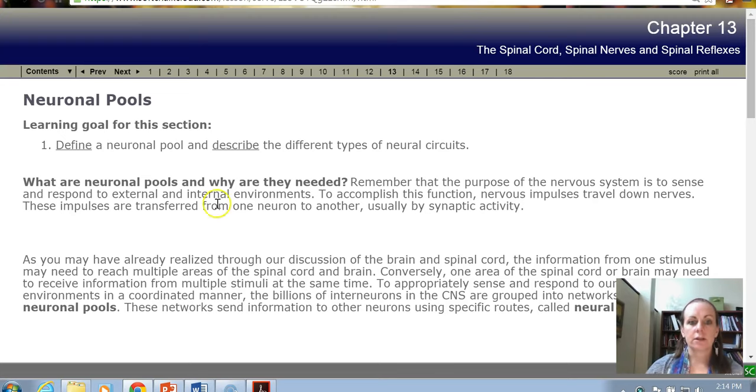Okay, so now we need to look at this idea of both neuronal pools as well as neural circuits. Basically, hopefully you've realized now that as human beings we have tons of sensations coming in all the time, directing really complex responses. And so we have to send this information to many different locations. We have to coordinate these motor commands together so we're not tripping over our own feet all the time.